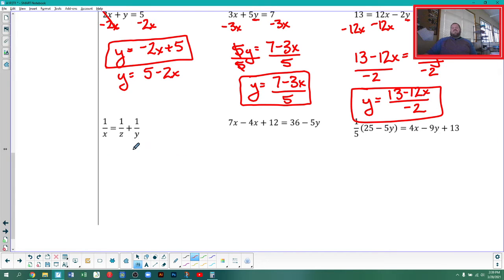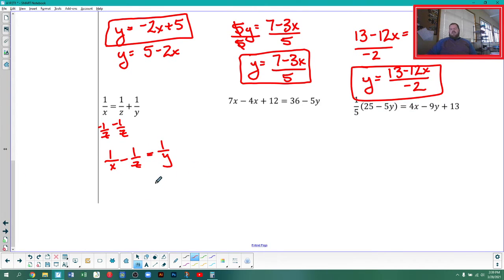Okay? These ones towards the bottom get a little bit trickier. There's some extra things that we have to do. On this first one, let's see, I want to subtract the 1 over z. And I have 1 over x minus 1 over z is equal to 1 over y. This one's a little bit tougher. I don't just get to flip everything over. I wish I could. I wish it was that easy, but I don't get to do that. This one's definitely one of those hard ones.